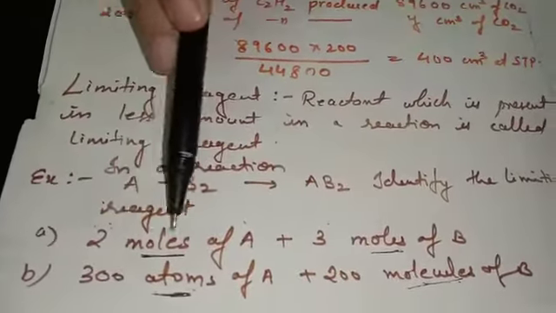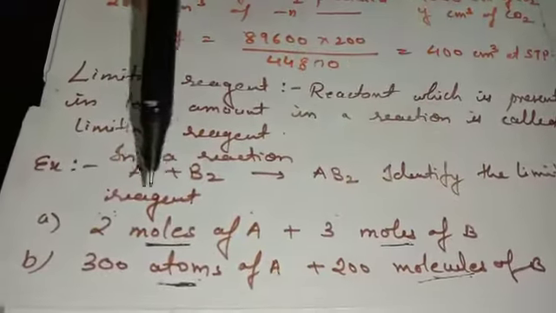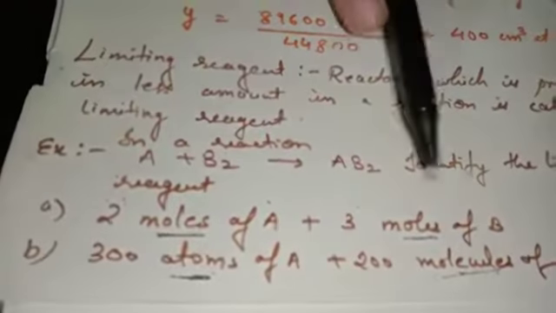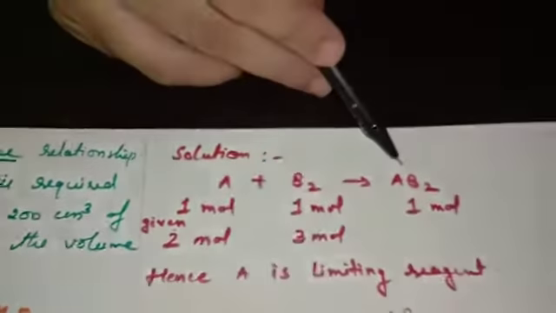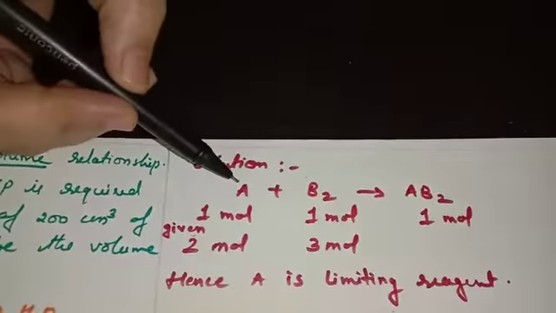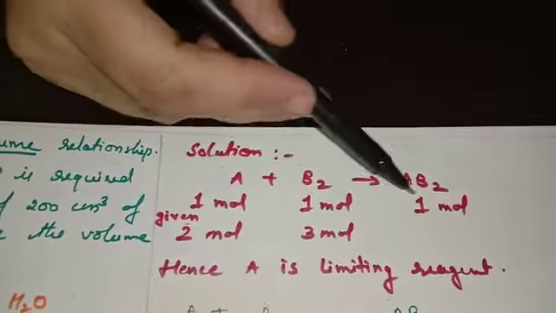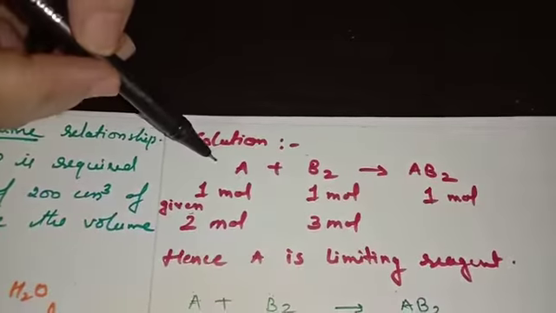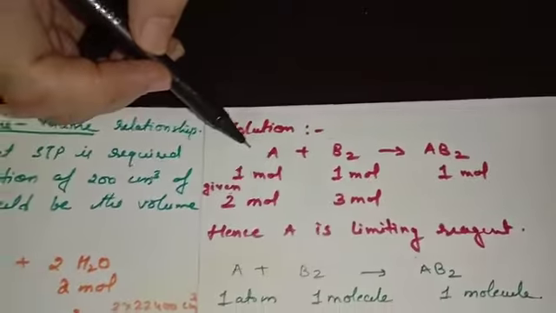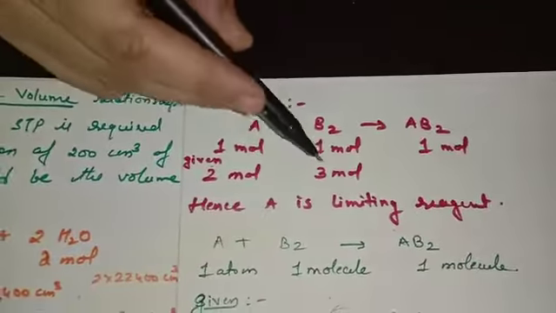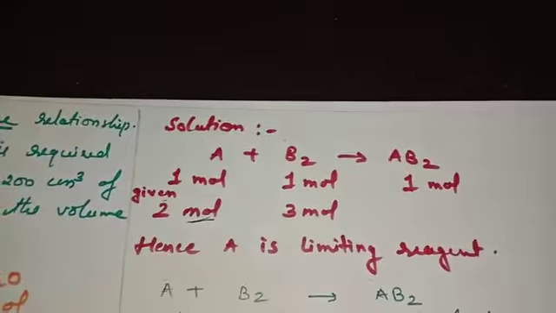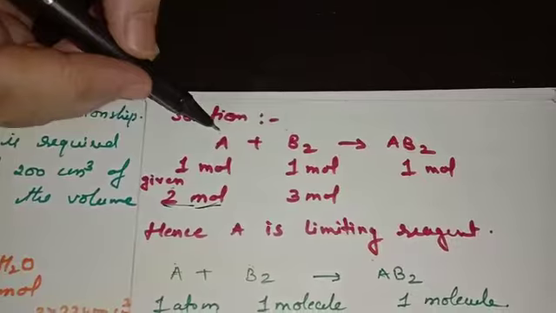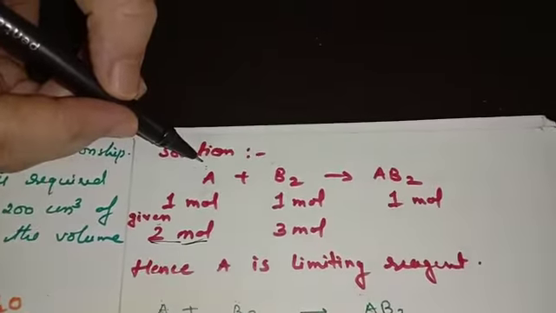The first question is 2 moles of A reacts with 3 moles of B2. Here I will write down A plus B2 gives you AB2. In terms of mole, 1 mole of A reacts with 1 mole of B2 to form 1 mole of AB2. Hence, in my question it is given that 2 moles of A reacts with 3 moles of B2. Hence, which one is the limiting reagent? 2 moles, that means A. A is the limiting reagent in this particular question.